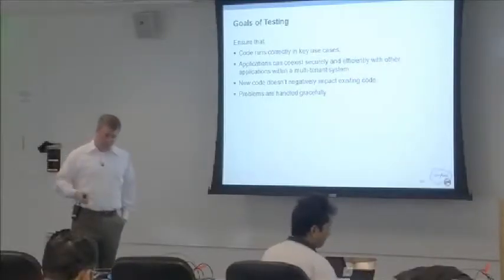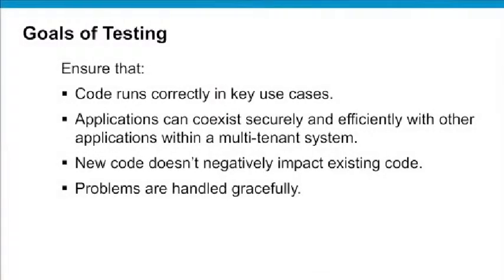So what are our goals? When we're creating these automated tests to verify the integrity of our business logic, what are our goals? Well, first of all, that the code runs correctly in key use cases. So we need to make sure that in the case of our sample there with our trigger that generated a contact from a candidate, are we able to successfully create that contact record?